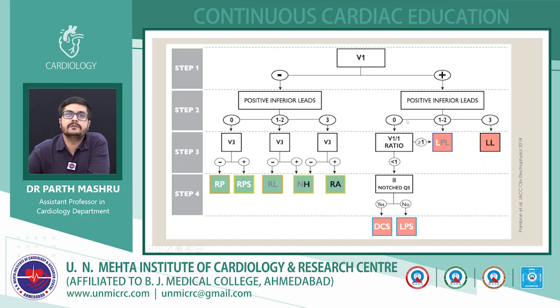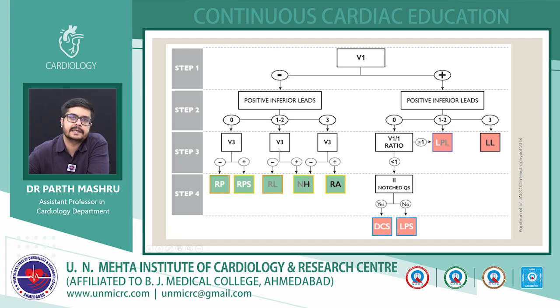And if none of the inferior leads are positive, that means if all of 2, 3 and aVF are negative, then we see the V1 to 1 ratio. If the V1 to 1 ratio is more than 1, that means V1 is more positive than lead 1, then it is on the left posterior lateral side. And if lead 1 is more positive than V1, then we see lead 2. If there is complete negativity or notched QS in lead 2, then there is a dilated coronary sinus pathway, or if there is no notched QS in lead 2, then there is a left posterior septal pathway.